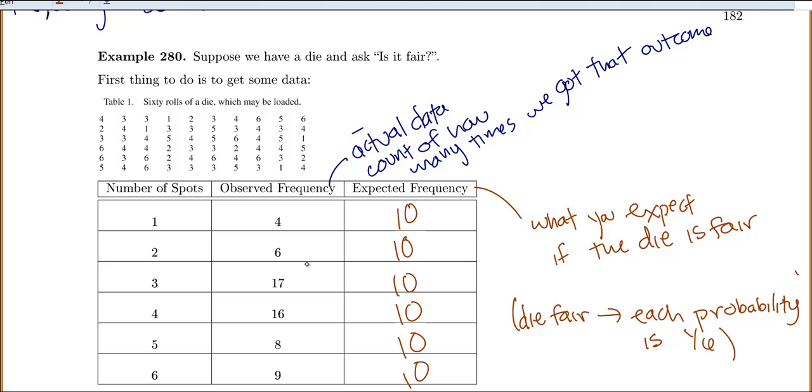So what we want to know is, are these differences so big that we now believe that the die is not fair, or are the differences small enough that it could have just been chance error and the die really might have still been fair?